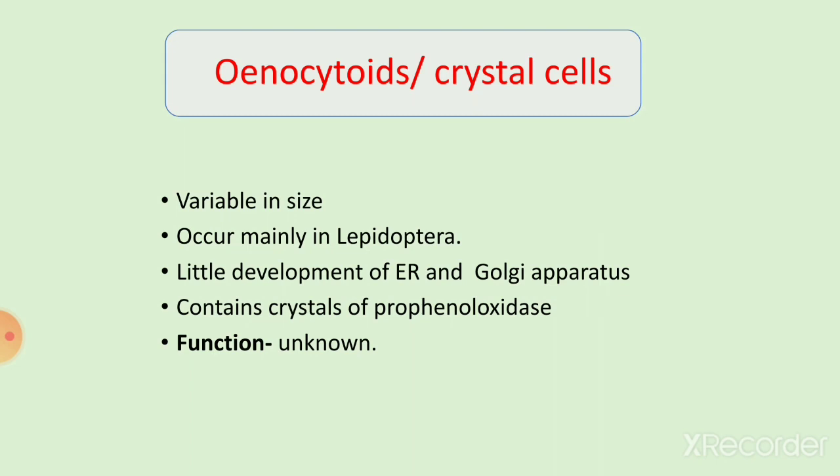Oenocytoids should not be confused with oenocytes, that is cells found among fat body cells and scattered among epidermal cells in many insects. Oenocytes are not blood cells. The function is unknown.